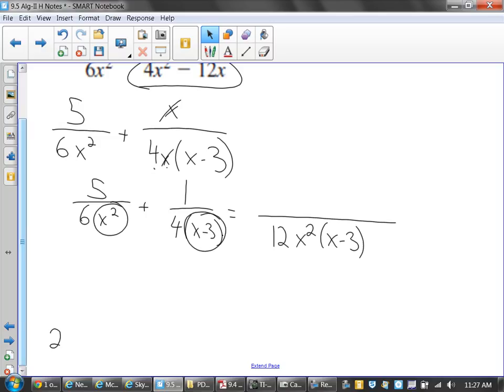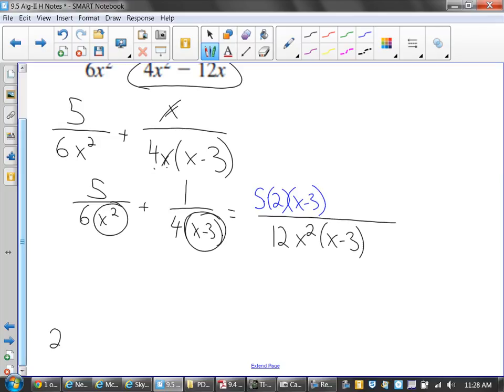In order to turn the 6 into a 12, what do you have to multiply it by? 2. So I know right away I have to multiply the 5 by a 2. This has an x squared. This has the x squared. This doesn't have an x minus 3, so what should I multiply it by? What I have done here is basically multiply the top and the bottom by what it was missing to turn it into the common denominator.